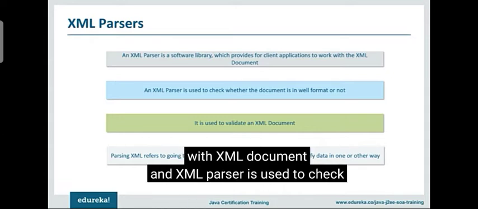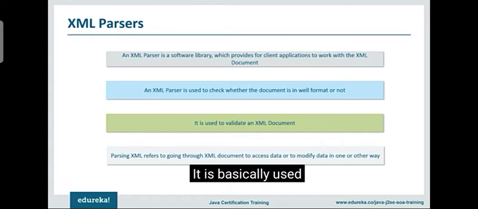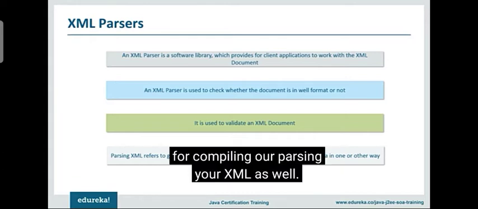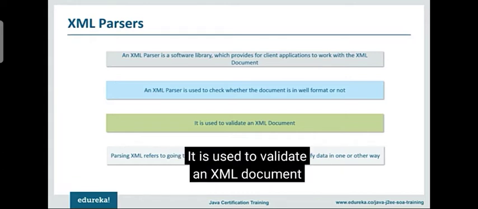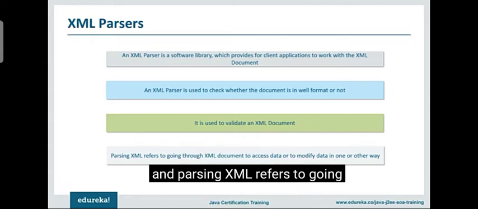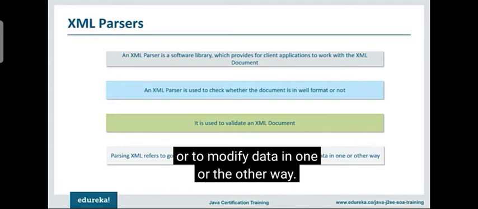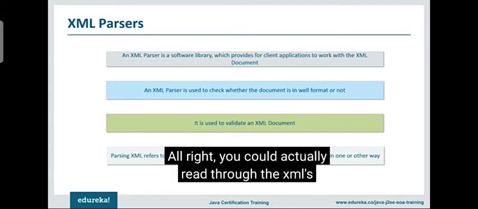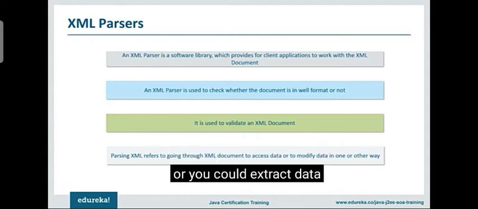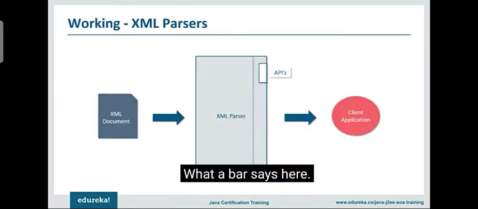An XML parser is used to check whether the document is well formed or not. It is basically used for compiling or parsing your XML as well. It is used to validate an XML document. And parsing XML refers to going through an XML document to access data or to modify data in one way or the other. All right. You could actually read through the XMLs, or you could extract data, or you could modify data using XML parsers.